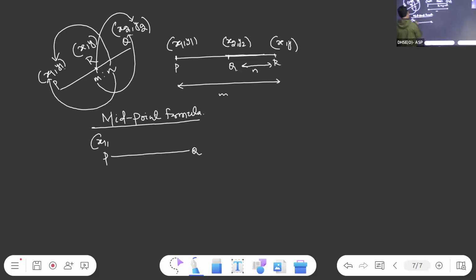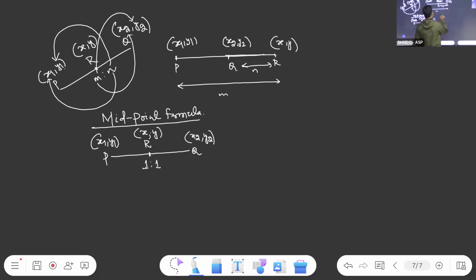Coordinates of point P are x1, y1. Coordinates of point Q are x2, y2. R is the midpoint of PQ. So R divides PQ in the ratio 1:1. Midpoint means R divides PQ in the ratio 1:1. Let x, y be the coordinates of point R.